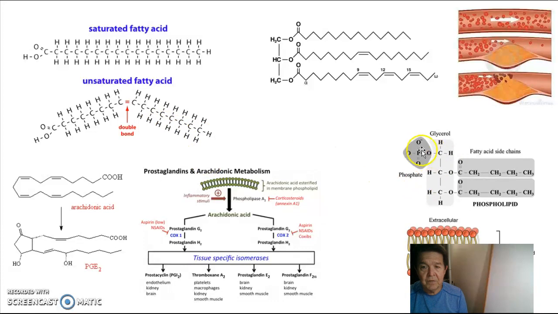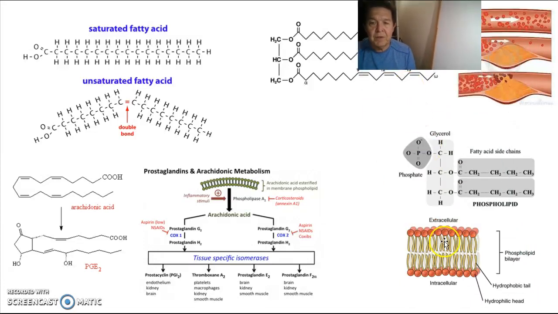In the case of the phospholipid, instead of having 3 units of fatty acid, we have a phosphate group in one of the carbons of the glycerol. Phospholipids are very, very important because they make the bilayer of the cell membrane, as you can see in this figure.